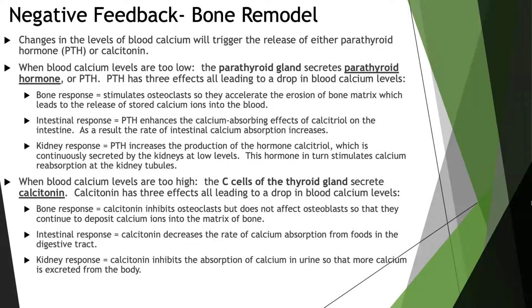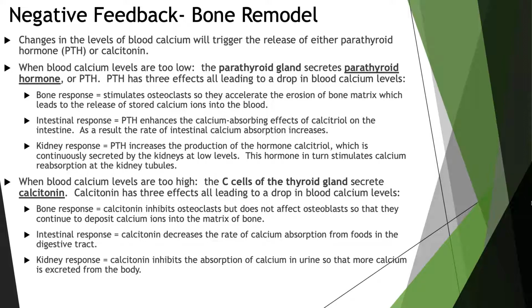In contrast, when blood calcium levels are too high, the C cells of the thyroid gland will secrete calcitonin. And calcitonin has three effects, all leading to a drop in the blood calcium levels, similar to what we see from the parathyroid gland. It starts with bone reabsorption. Calcitonin inhibits the osteoclasts but does not affect the osteoblasts, so that they continue to deposit calcium ions into the matrix of the bone. It has an intestinal response.